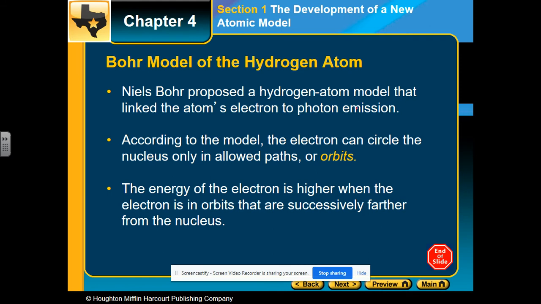Okay, so Niels Bohr used that to explain orbits and how electrons can only travel in these allowed paths. Okay, and that this is super important. So, like this right here, okay, make sure you know that the energy of an electron is higher when it is further away from the nucleus. All right, got to know that.